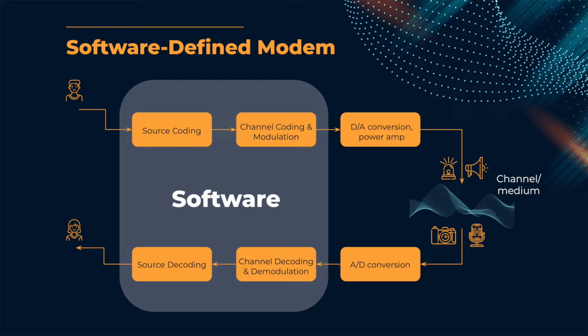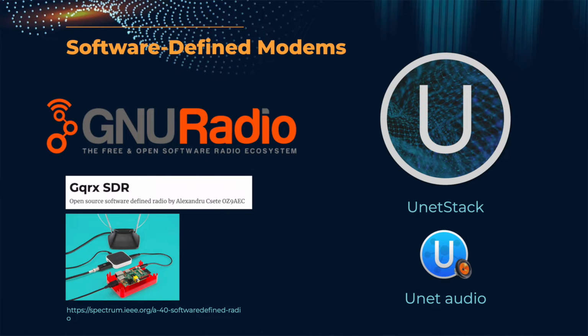So when it comes to a software-defined modem, the block that I was showing earlier will become like this. I will do the source coding, channel coding, and modulation, all of that in software. All I do is use a digital to analog converter to convert the digital representation to some kind of voltage, and then I transmit it through sound or some kind of wireless phenomena.